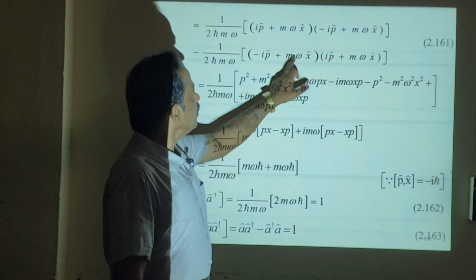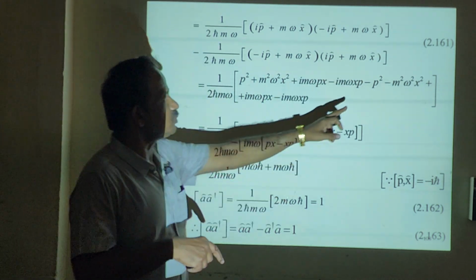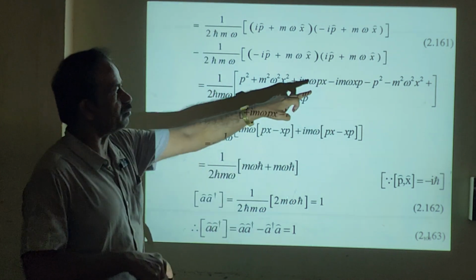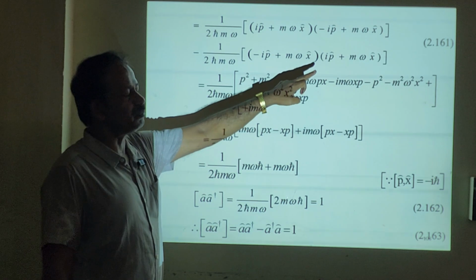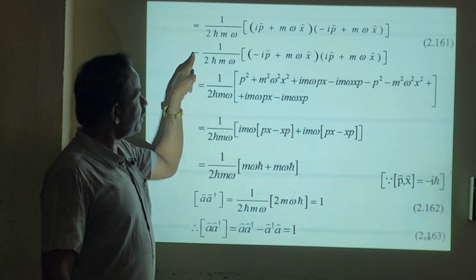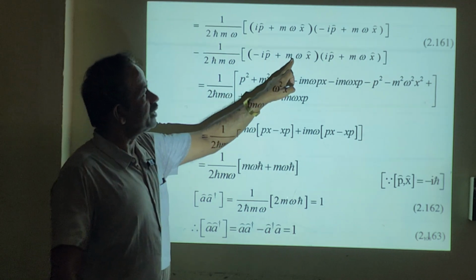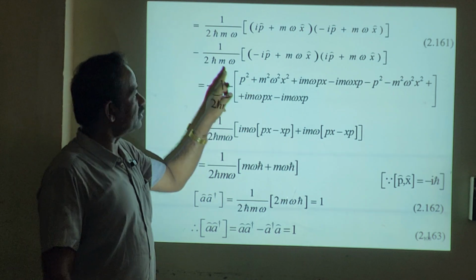Then m omega x multiplied by m omega will give you m squared omega squared x squared, and the minus is there, so minus. Similarly, you can go for another term. Minus ip multiplied by m omega x gives px with a minus sign, so it will become a plus sign. M omega x multiplied by ip will give you xp, and here minus is also minus.